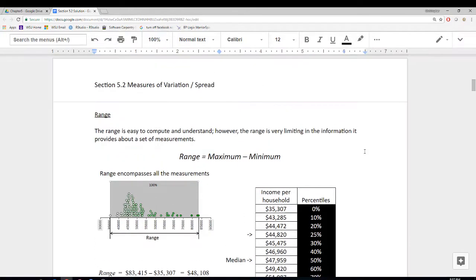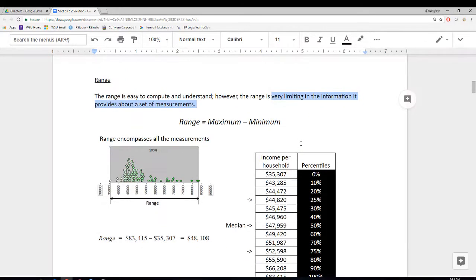Okay, so let's talk about some measures of variation that exist. The first is the range. The range is easy to compute, certainly easy to understand, but it's very limiting in the information that it provides on a set of measurements. Practicing statisticians don't actually use the range very often at all. So what is the range? Well, the range is just simply you take the maximum value in the data set and subtract the minimum value in the data set.